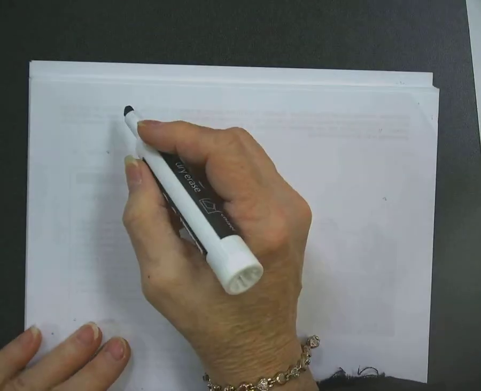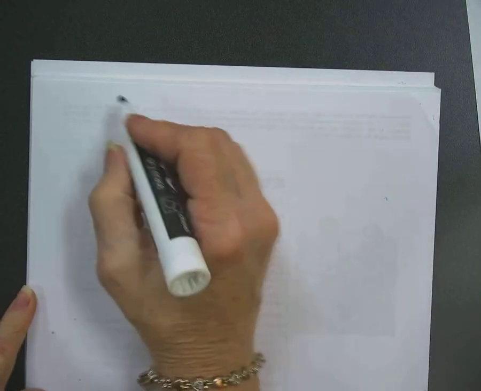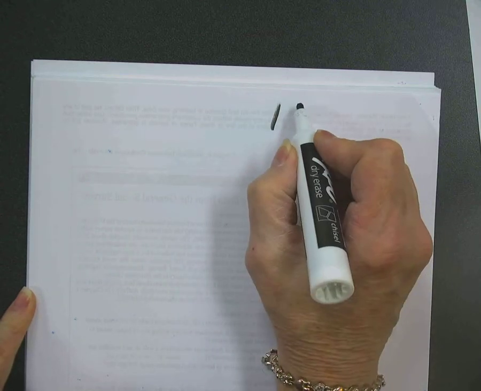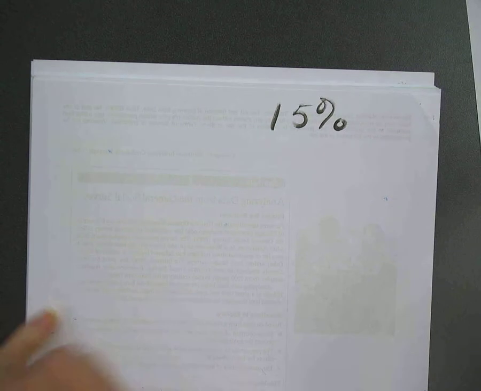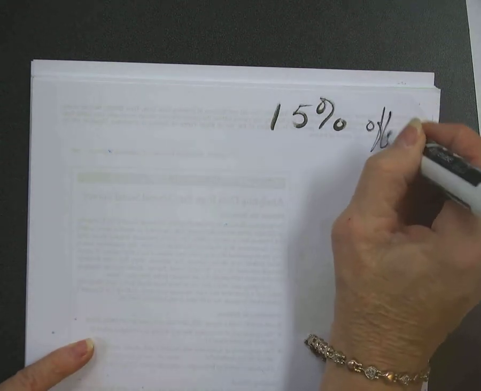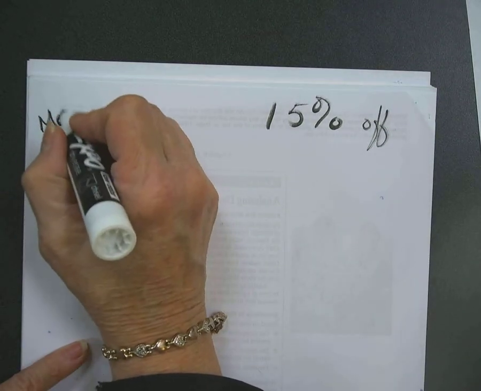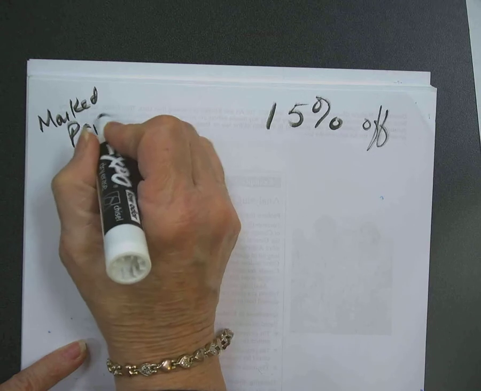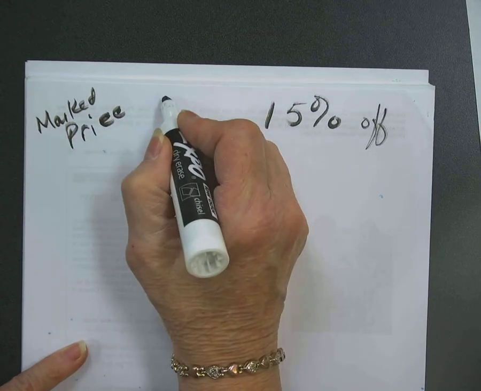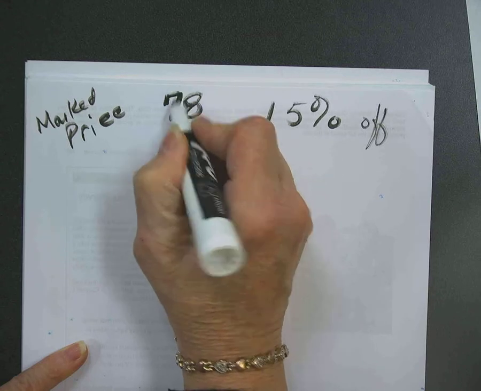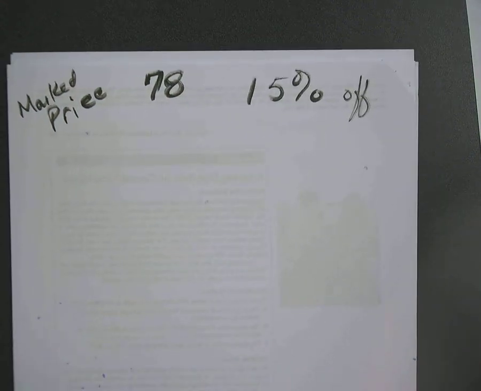Okay. Let's say that there's a really nice jacket and it says it's 15% off. That's the discount. And the mark price is $78. Okay. If you had, let's see, $60 in your pocket, would you have enough money? And if you did, how much would you have left?